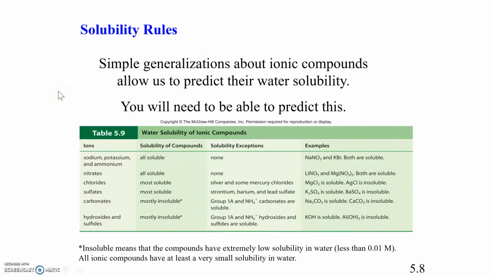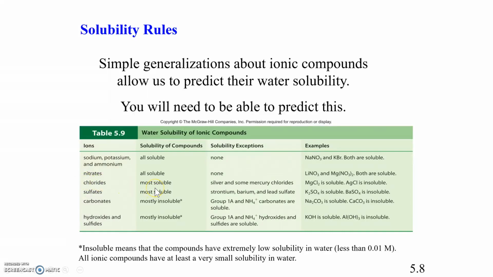There are a bunch of solubility rules that help us predict if an ionic compound will dissolve in water. This is not something that you need to memorize. If you were given this table and given a compound, you could predict if it was soluble in water. So any ionic compounds that contain sodium are all soluble. So our sodium chloride that we looked at previously is soluble in water. Something like sodium nitrate is going to be soluble in water.